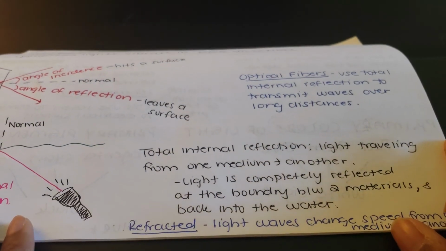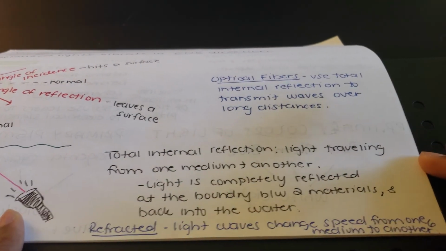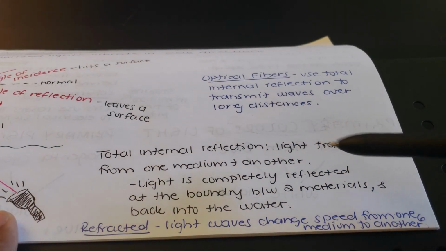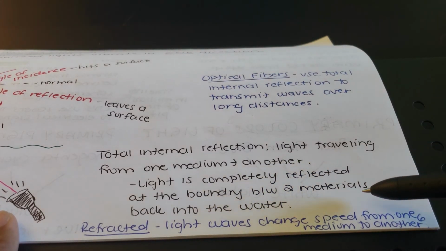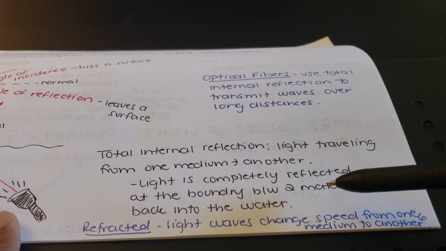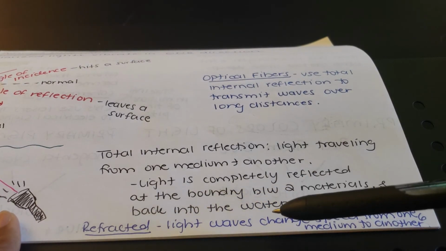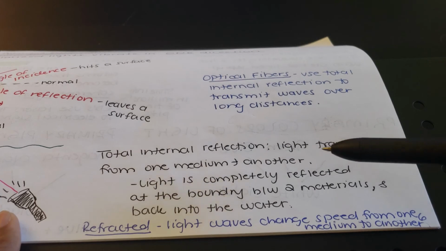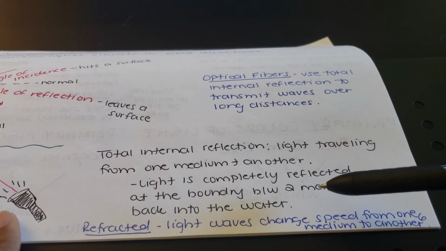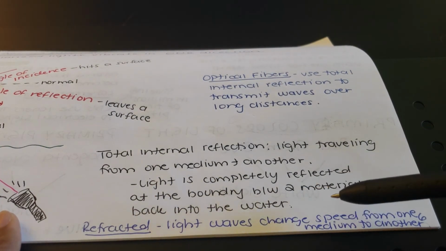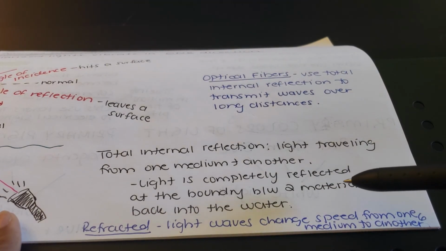I just wrote down a brief example of that, or in words, what I just said. So total internal reflection is light traveling from one medium to another, but light is completely reflected at the boundary between the two materials and back into the water. So in this case, the two materials would be the air and the water. So when light is hitting right between there, it's being reflected back into the water, almost like there is a mirror. And then refracted, when I talk about refracted, I'm just saying that the light waves are changing speed from one medium to another. So that's a definition of refracted.